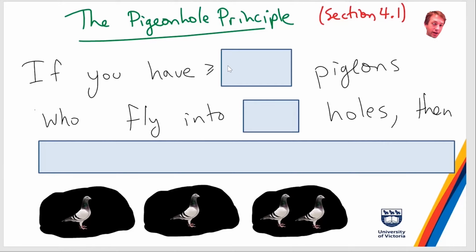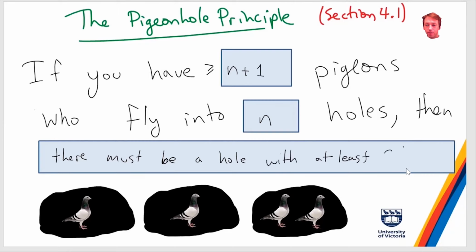Let's say I have n plus 1 pigeons for some number n, and those pigeons fly, so they're all going to go into a hole. Every pigeon goes into some hole, but there's only n holes. Then the only conclusion I've got here is that there must be a hole with at least 2 pigeons.